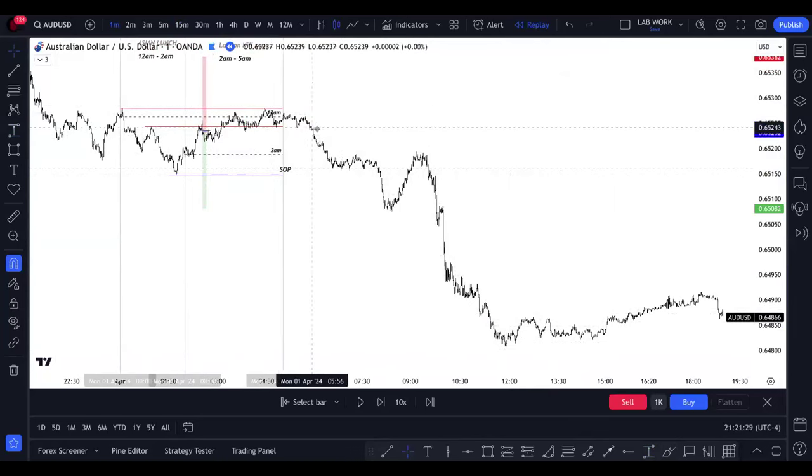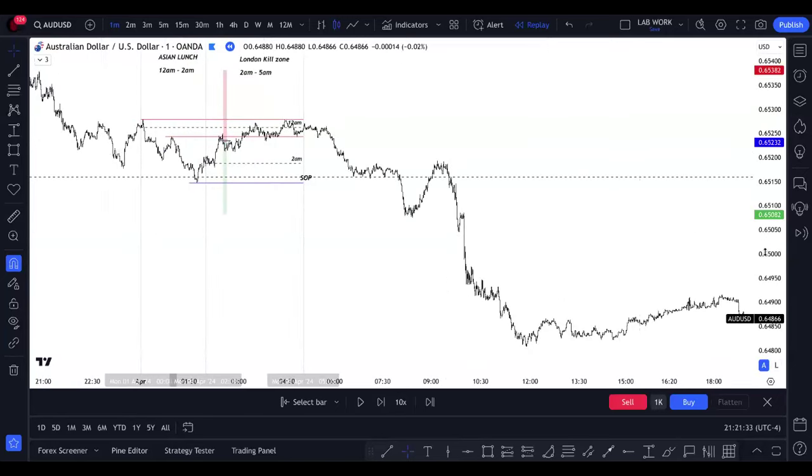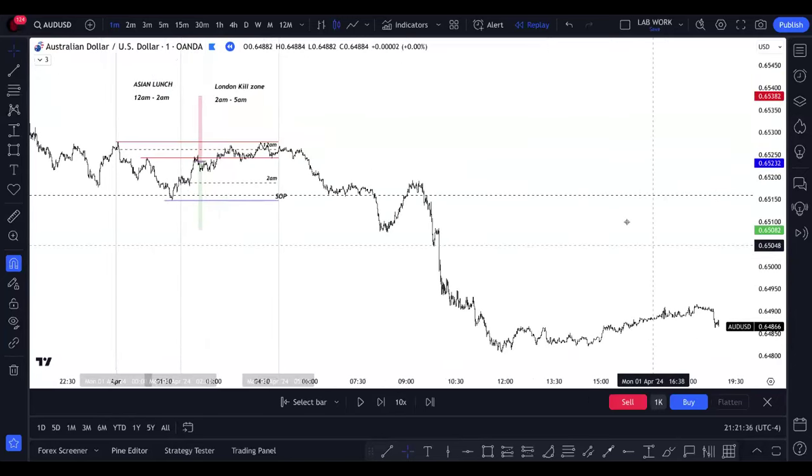Yes, it was not the best entry, right? People could be highly critical of themselves, and I don't blame you. Everybody's seeking perfection. Regardless, it was still a quality trade that we took.